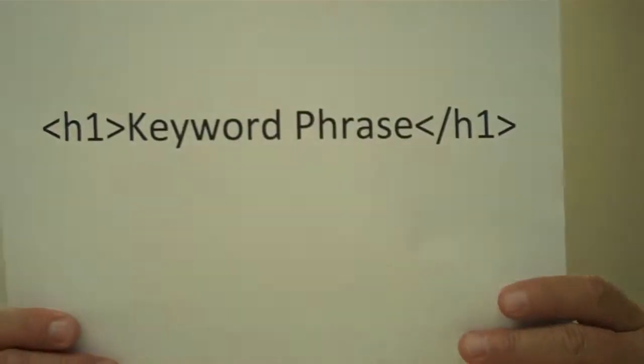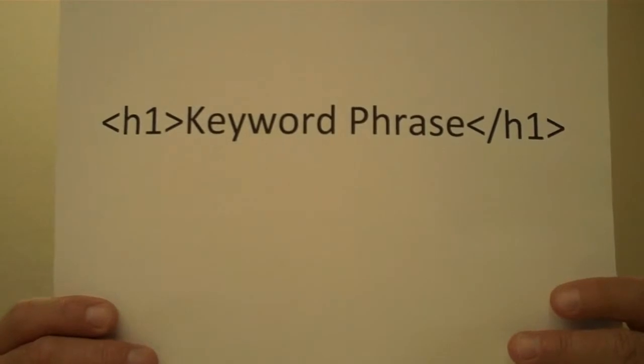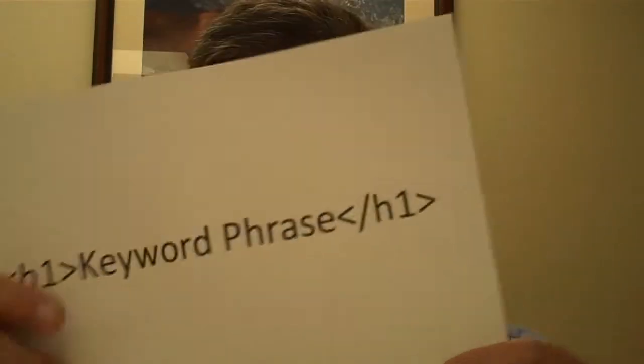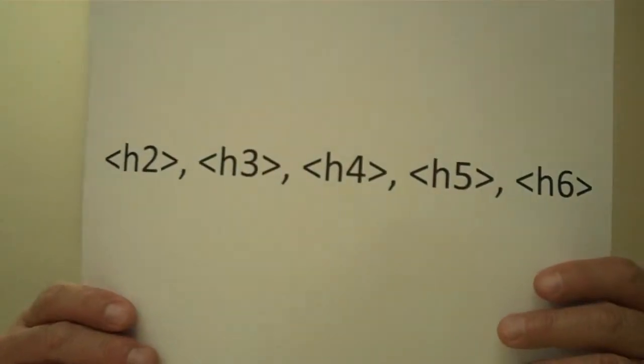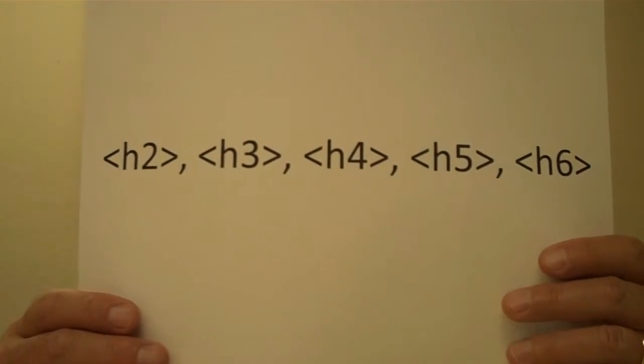You may have seen something that looks like this with an H1 tag. That is your number one headline that you want to put on your website. You should only have one H1 headline on your website. It should be at the very top of your page, and it should include your keyword phrase that you want to optimize. You can also have subheadlines, which are H2, H3, H4. They actually go all the way down to H6, and you can also include your keyword phrases in those headlines as well.